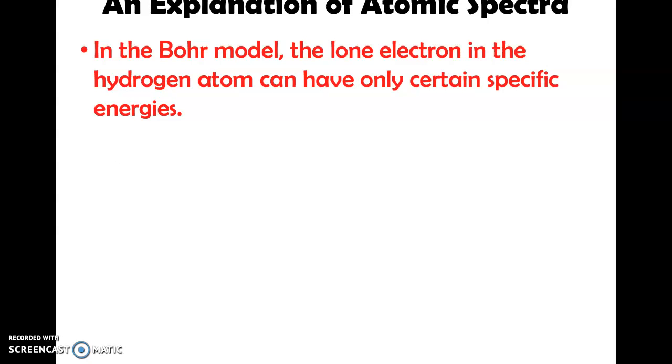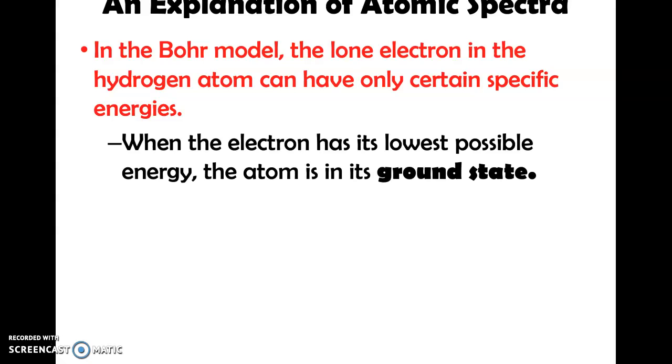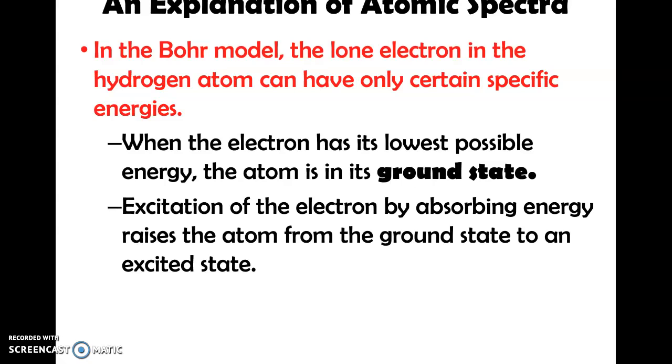So Bohr came along, and the Bohr model said that the lone electron in the hydrogen atom can have only certain specific energies. When the electron is at its lowest possible energy, that's what we term ground state. Excitation means that electron is going to get excited: absorbing energy will raise the atom from the ground state to what we call our excited state. So we're just summarizing here what we've been talking about.